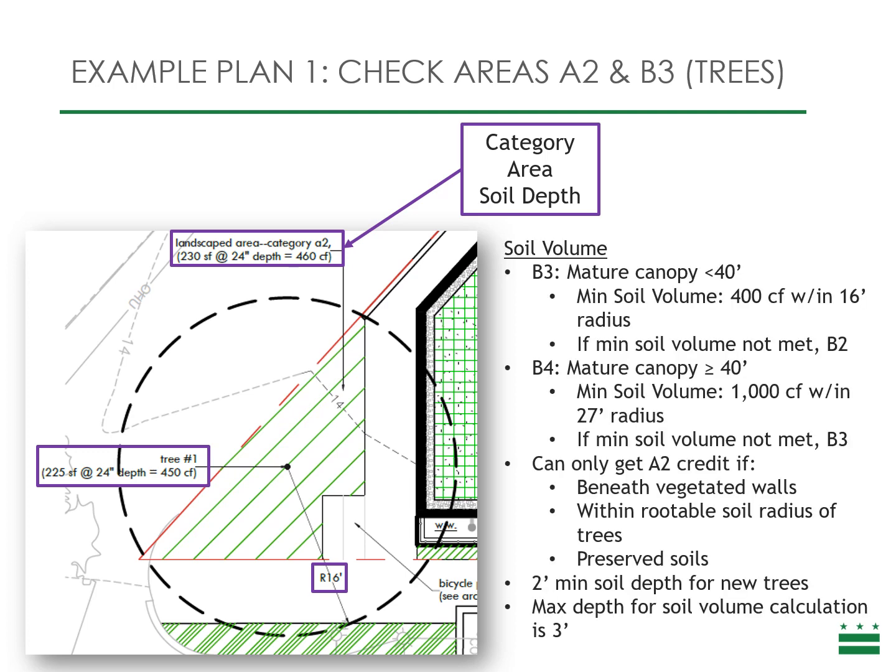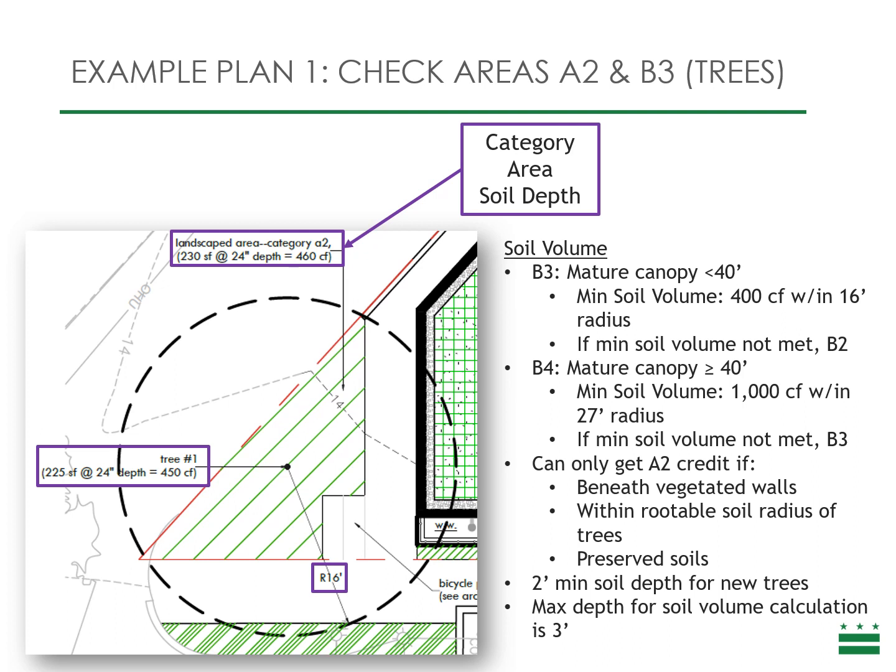Some notes on trees. A tree with mature canopy less than 40 feet has a minimum soil volume of 400 cubic feet within a 16-foot radius. If the rootable soil volume is not met, it can qualify for B2 credit. Now for a larger tree that has a mature canopy greater than 40 feet, a B4 tree, the minimum soil volume is 1,000 cubic feet and within a 27-foot radius.